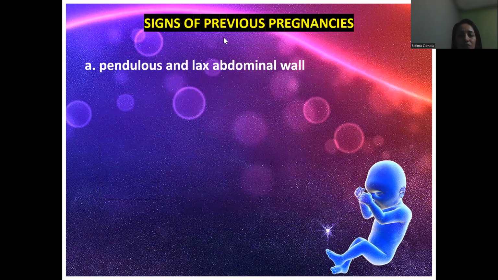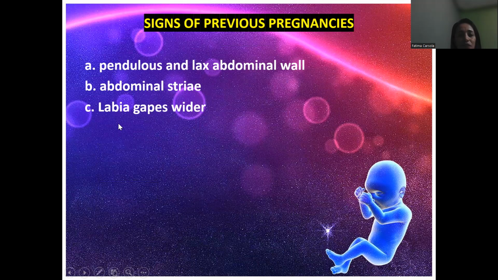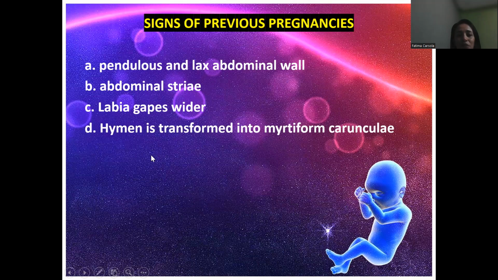As we have here, signs of previous pregnancy. How would you know that the woman is nabuntis na dati? So we have the pendulous and lax abdominal wall, the presence of abdominal striae that sometimes is not reversible. You have the labia gapes wider, even if the mother is not yet opening the labia. And then the hymen is transformed into myrtiform carunculae. When you say the hymen is transformed into myrtiform carunculae, it means that the hymen is now at the edge of the vagina.